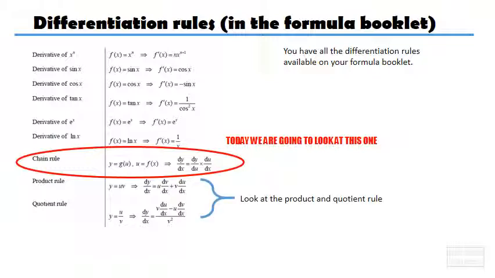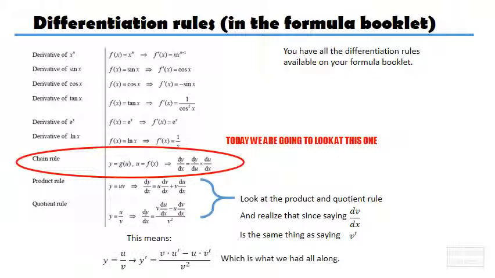Well, remember the product and the quotient rule. That's saying dv over dx, the same thing as saying v prime, which you're all a bit more familiar with. So, if I have the quotient rule, I could have just written it like this. Now, it's absolutely perfectly fine notation both ways. Just remember the dy over dx, dv over dx type of notation.